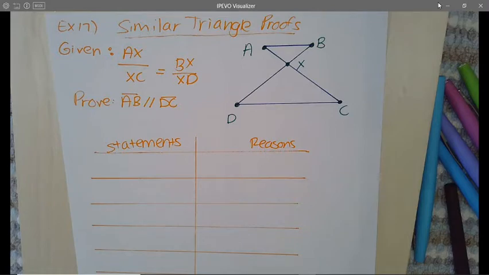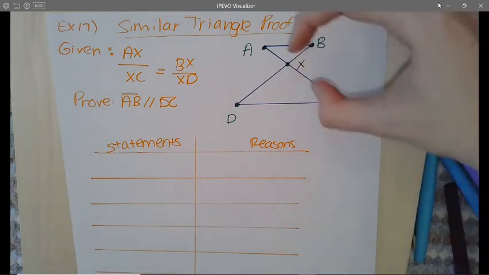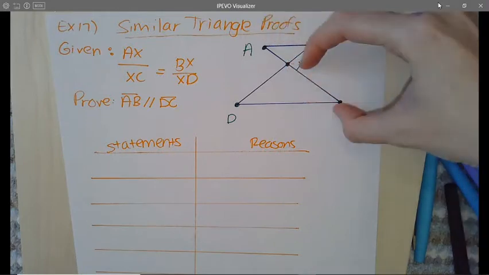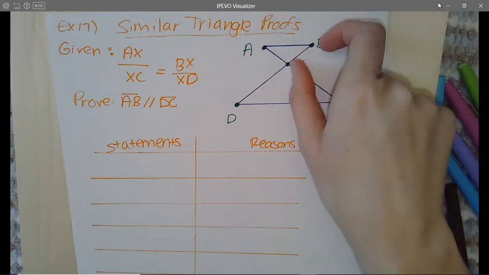My beautiful students, we're now going to be doing a similar triangle proof, which I know proofs are your favorite thing in the world, so I know you're already excited to do example 17, which I am too, so let's get going. Okay, so we are given that AX over XC will equal BX over XD.